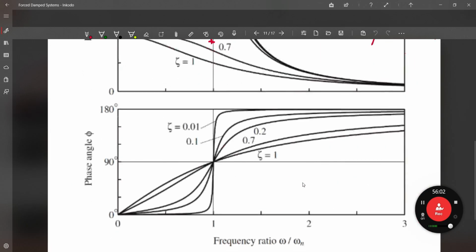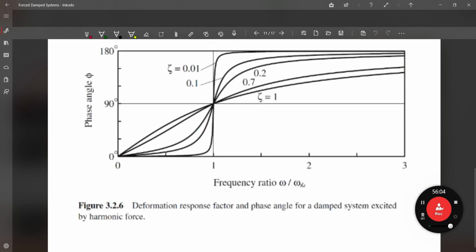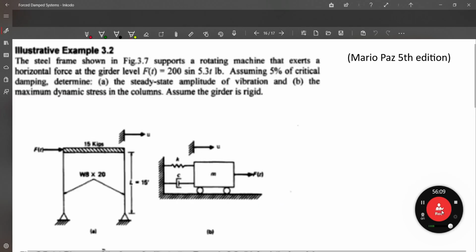Okay, so now we are already reaching the end. So let's have an example here. We are going to have an example from Mario Paz, 5th edition. In this example we have a structure, as you can see here. It's a single degree of freedom, single story structure, and it has a mass of 15 kips, and there is a force applied on the system.